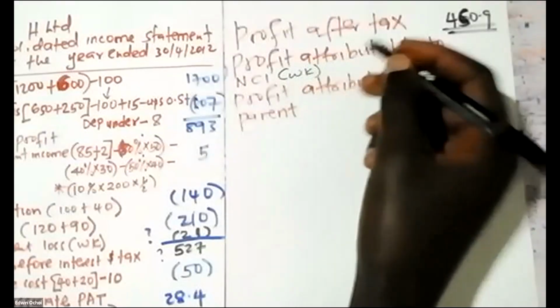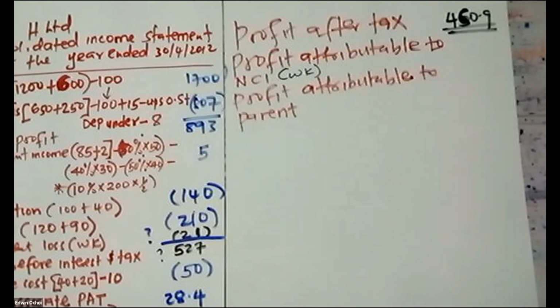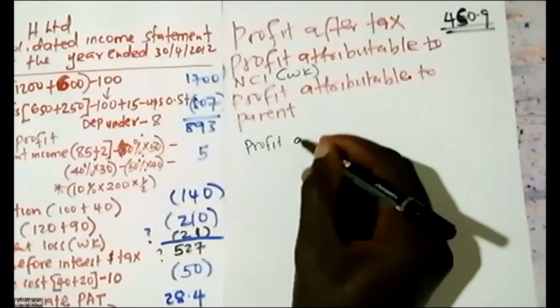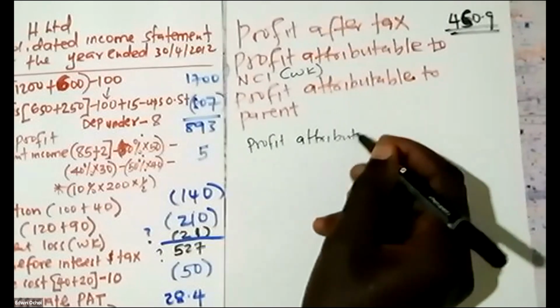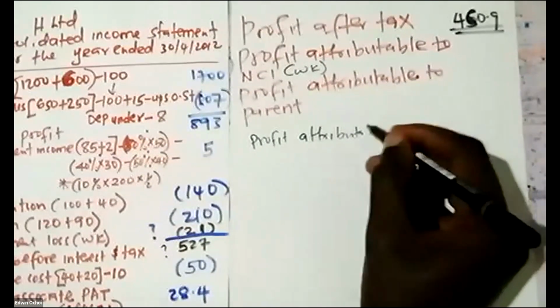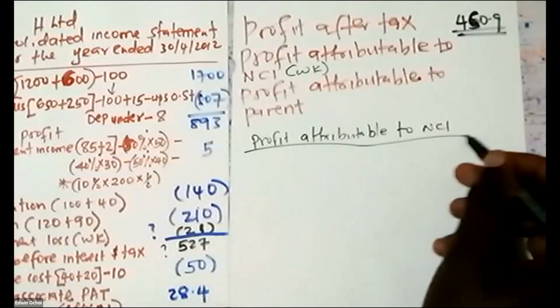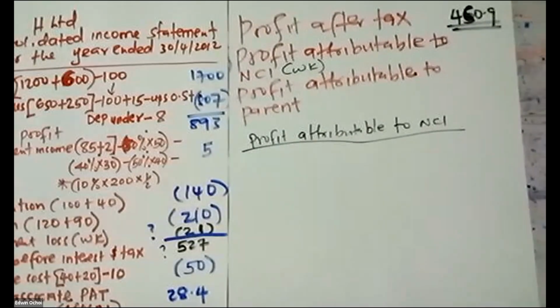I need to do a working. The profit attributable to the NCI. Then we get the profit attributable to parent. So in order to get the profit attributable to the NCI, you need to adjust the profit after tax in the subsidiary.